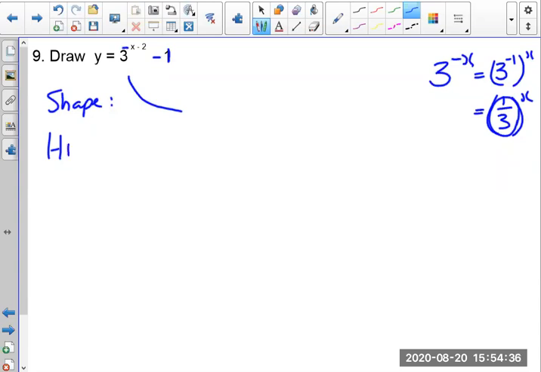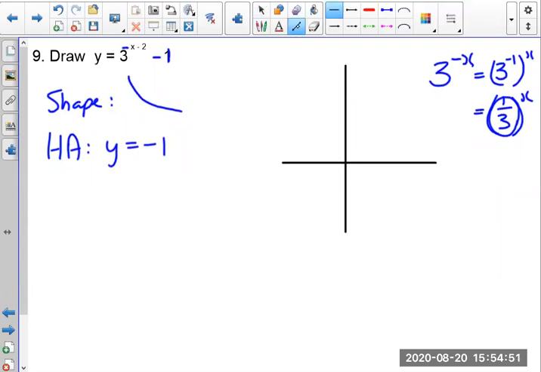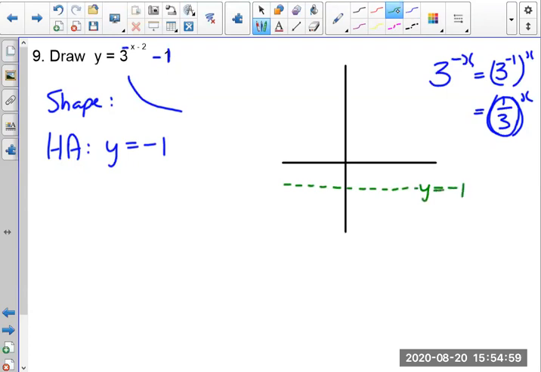Minus 1 is the horizontal asymptote. So what's the horizontal asymptote? Y equals negative 1. So if I want to draw that, y equals minus 1 will be there. Y equals minus 1. And remember, asymptotes with dotted lines.